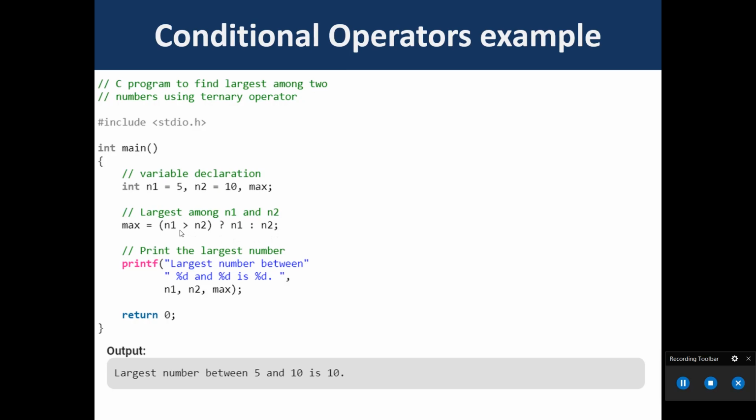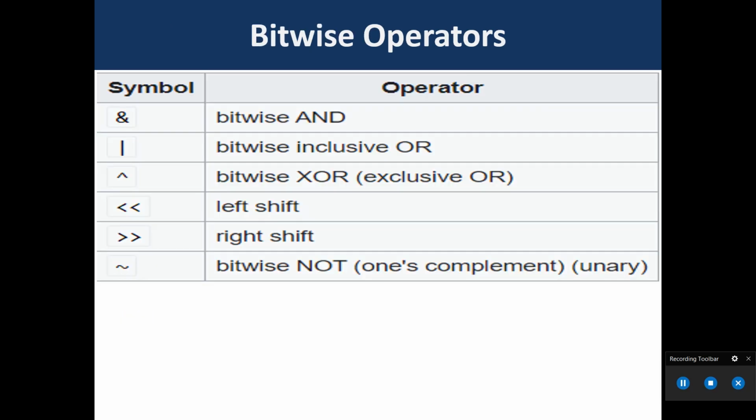In this case, n1 means 5 is greater than n2, that means 10. Is 5 greater than 10? Then expression 1 is false, so expression 3 is evaluated. Bitwise operators: these operators are used to perform bit operations on given two variables.